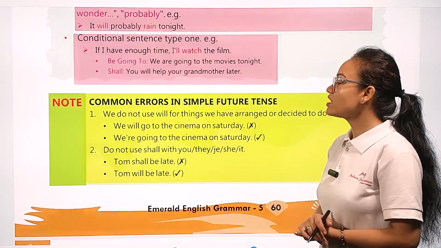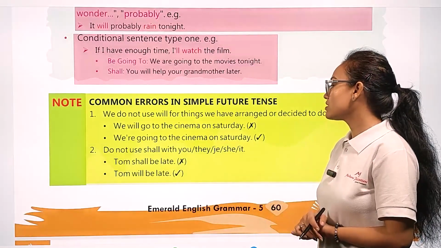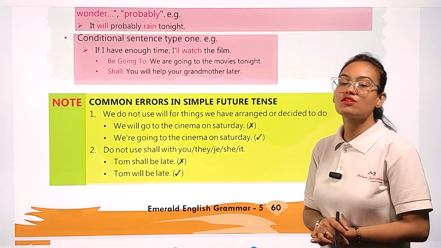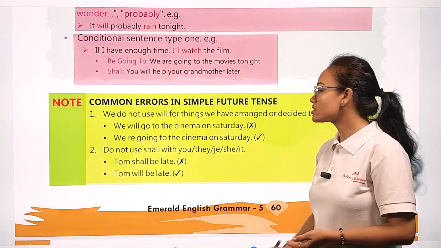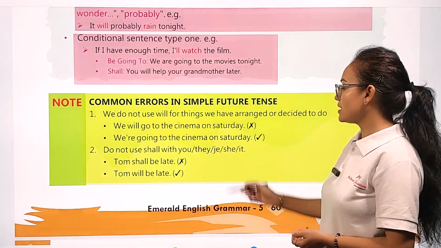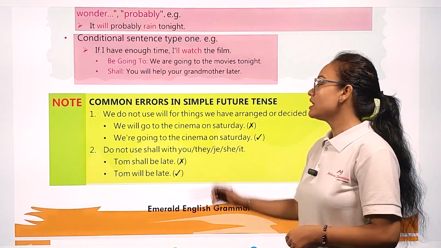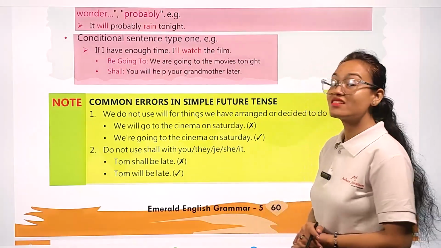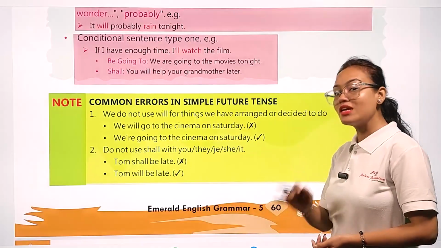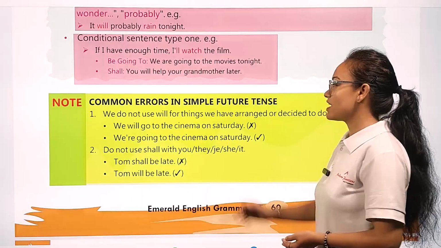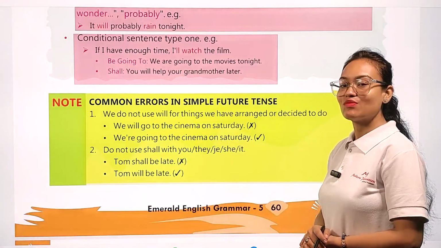Now the next one: do not use shall with you, they, he, she, it. Whenever, my dear student, you are using these pronouns, you, they, he, she, it, never use shall with them. Like, Tom shall be late. This is wrong. Tom will be late. This is right. So avoid these mistakes while writing the simple future tense.